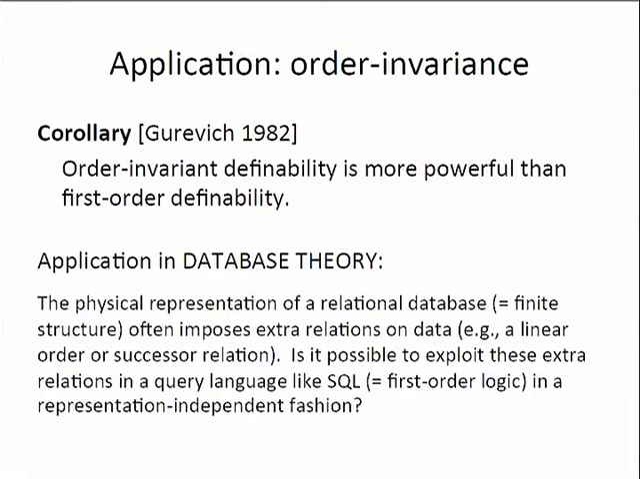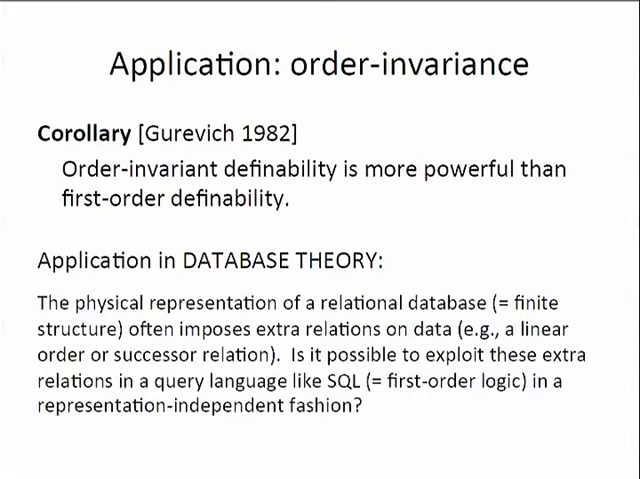In database theory, people of course consider relational databases abstractly, but in fact any physical implementation of a relational database will impose some extra relation on the data, for example a linear order or some successor relation. A question that arises is whether it is possible to exploit this extra structure in some query language like SQL, which you can think of as being like first order logic, in a representation independent fashion.